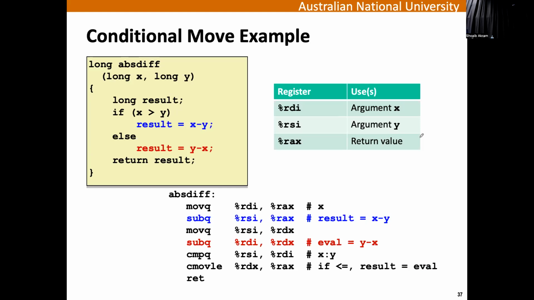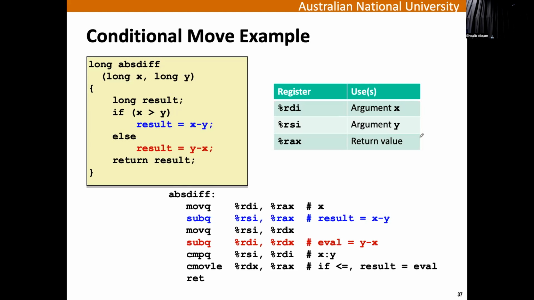Here, we have the same function. We are computing x minus y. There are no branches in this code. We are computing x minus y and y minus x. We are setting the condition codes with the compare instruction, and then we have a last instruction, conditional move, that will change whatever is stored in RAX if the test succeeds or not.